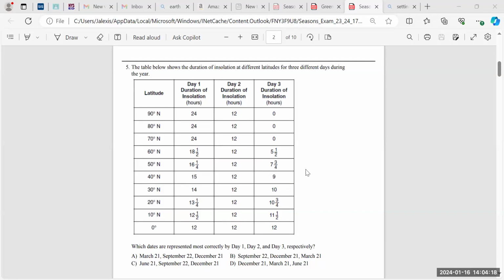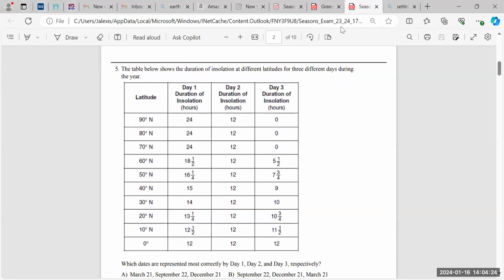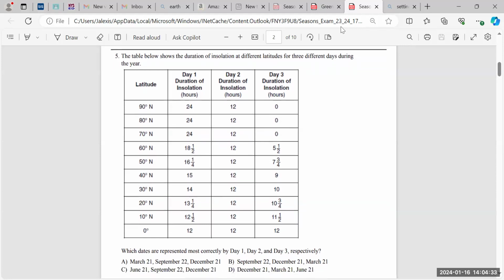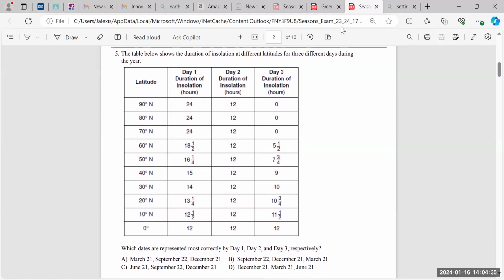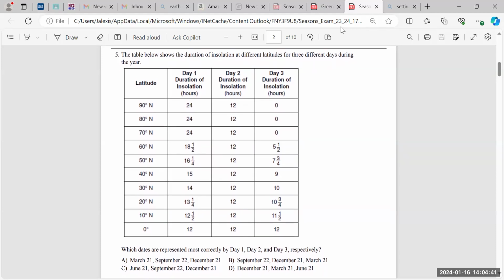All right, number 5. So number 5 shows the duration of insolation at different latitudes for 3 different days during the year. I do believe if you look at one of my other videos, it definitely has this question that we're going to break down, but I'm going to just quickly break it down. It says, which dates are represented most correctly by day 1, day 2, and day 3? Here's the main thing that I see. All right, I'm looking at day 2.